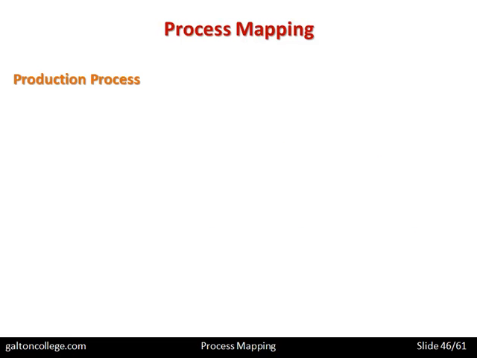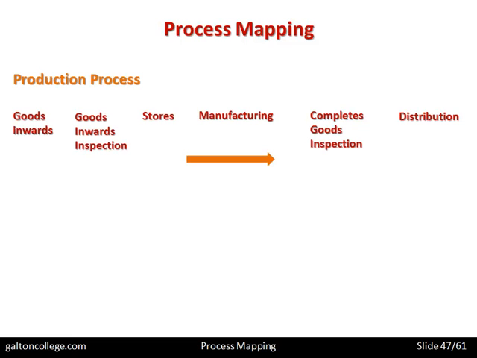Now, production process. Well, let's look at a production process. We move from goods inwards to distribution. The goods inwards can be inspected. They go into stores. The stores go into manufacturing. Manufacturing goes to the completed goods and inspection, and then finally to distribution.